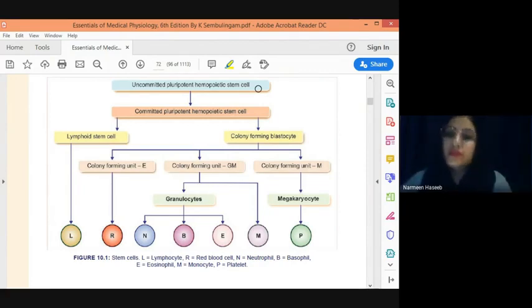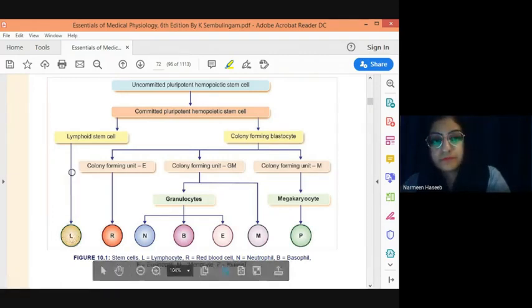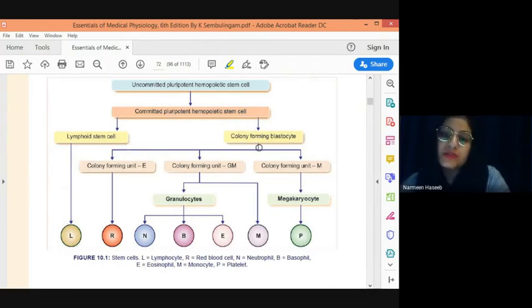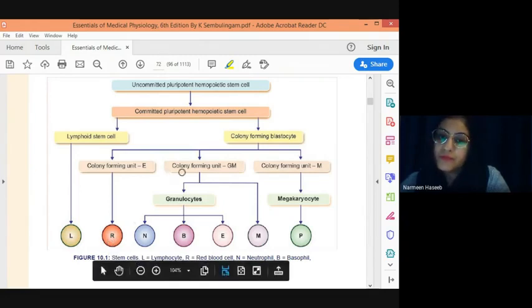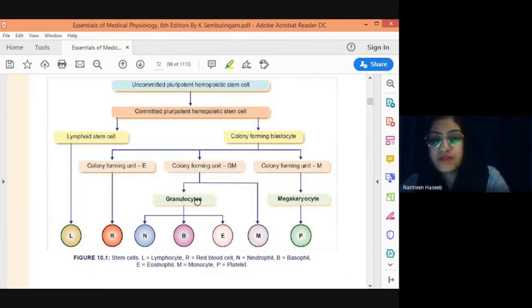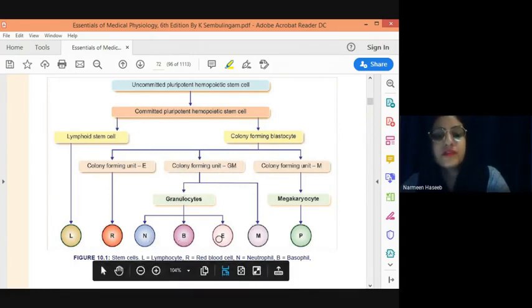Right after the command has been given to them to become a red blood cell, a platelet, or a white blood cell, they are known as committed pluripotent hemopoietic stem cells. Committed pluripotent hemopoietic stem cells can be of two further types: the lymphoid stem cell and the colony forming blastocyte. The lymphoid stem cell can turn into leukocytes, the white blood cells. Then the colony forming blastocyte will turn into the colony forming unit E, RBC. Then this colony forming unit GM will turn into granulocytes and agranulocytes. The granulocytes are neutrophils, basophils, eosinophils, and this M is monocyte. And then there is this colony forming unit M, megakaryocyte, which will turn into platelets.